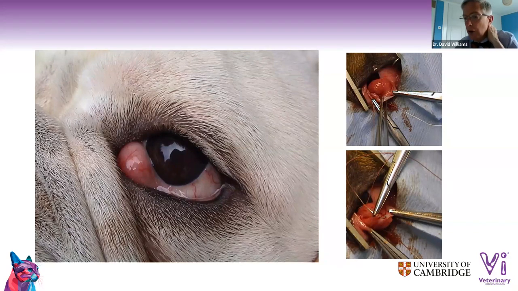So that's my way of working out what to do in these situations. But I could be really told off by some of these ophthalmologists who think that every cherry eye should be replaced.